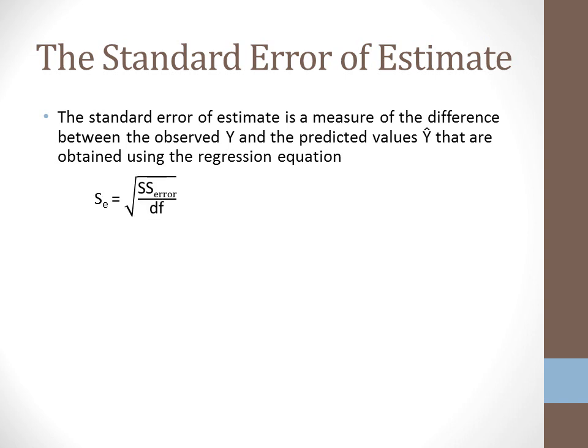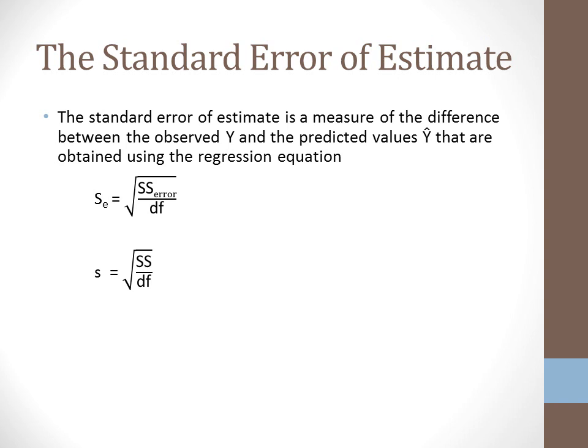We can define it as follows. To calculate the standard error of estimate, we simply take the sum of squares error and divide it by the degrees of freedom, and we find the square root. Conceptually, the standard error of estimate is very much like the standard deviation. If you think back to the formula for the standard deviation, it's the sum of squares over the degrees of freedom, and then we find the square root. Both provide a measure of standard distance. Also note that the calculation of the standard error of estimate is very similar to the calculation of the standard deviation.